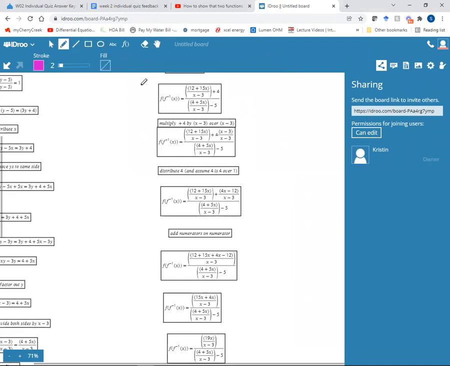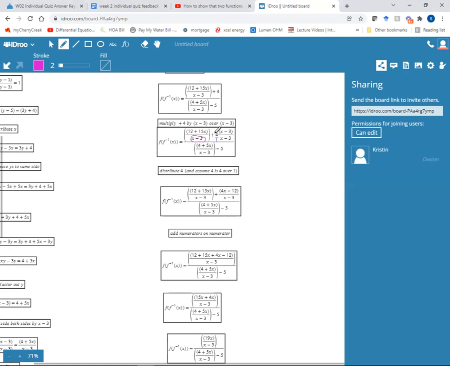Now I'm going to multiply 4 times (x - 3) over (x - 3) because that's the denominator right here. And we want to add these, and they need to have the same denominator to add. So (x - 3) over (x - 3) is the same as 1. And we're going to assume that this is 4 over 1.